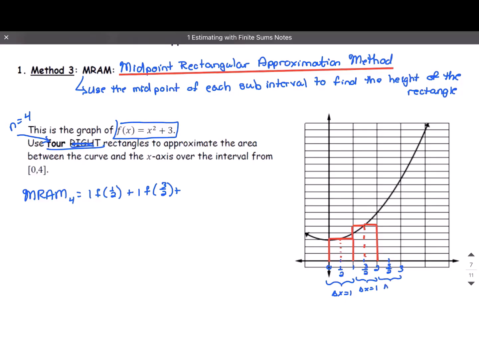But again, the base is still 1. So it's 1 times f of 5/2. Left, little to the right, down and down. And we have one more subinterval from 3 to 4. The delta x is still 1, but halfway between that is 7/2. So we're going to have a base of 1, and the height is f of 7/2.